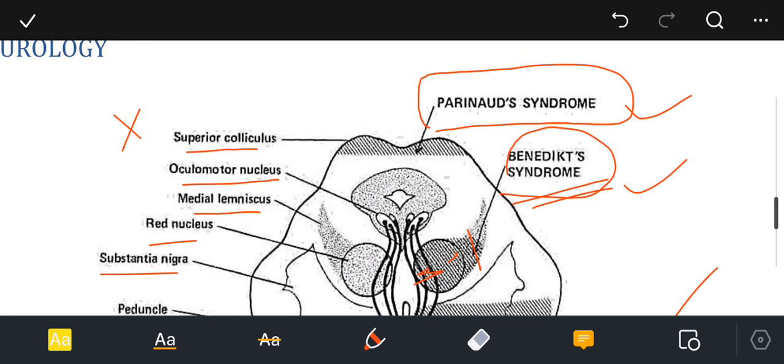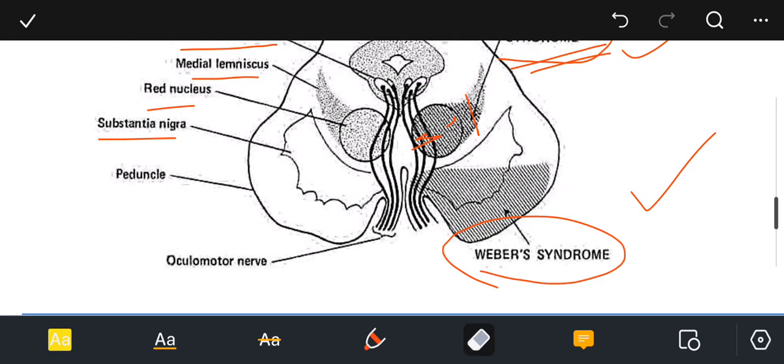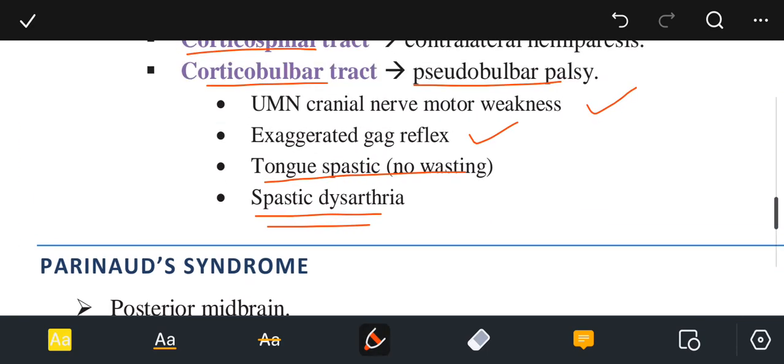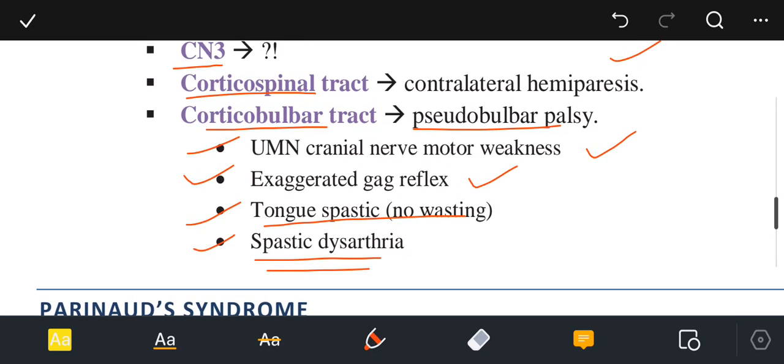Okay, so in Weber syndrome we have variable involvement of the cranial nerve 3. Then there is involvement of the corticobulbar and corticospinal tracts, and also to some extent the substantia nigra is involved. So they will result in exaggerated gag reflex, tongue spastic, no wasting, and spastic dysarthria, and upper motor neuron findings will be there because of involvement of the corticobulbar tracts, and corticospinal tracts will lead to contralateral hemiparesis.